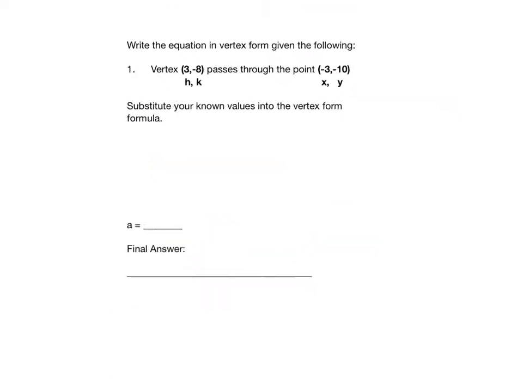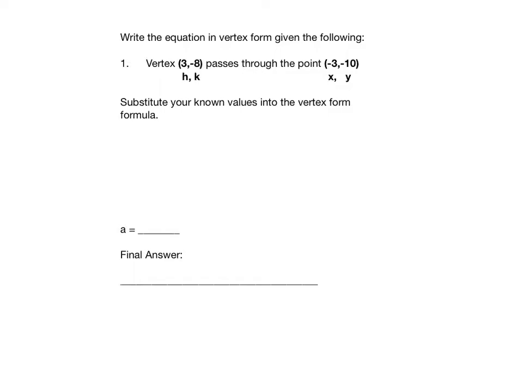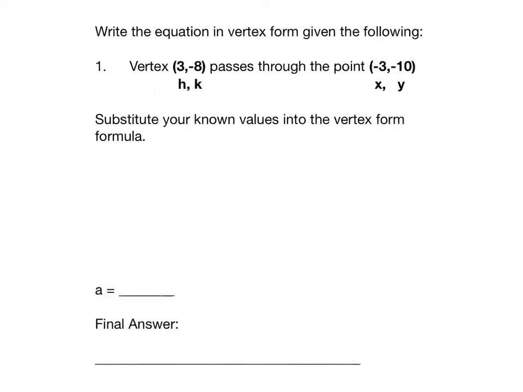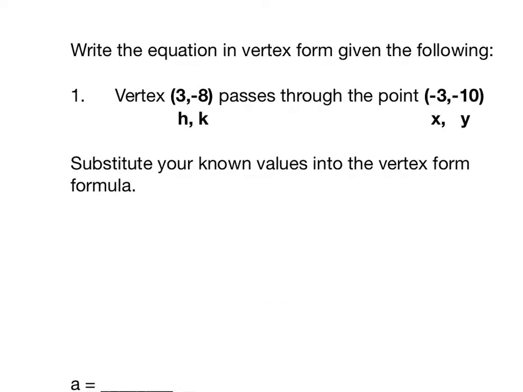So let's look at this one more time. The most important thing I would suggest is to make sure that you label the parts that you know. My vertex is at (3, -8). So I'm going to label that h and k. And then I also have an ordered pair, (-3, -10), where -3 is going to be my x value, and -10 is going to be my y value. So we're just going to plug those values in.